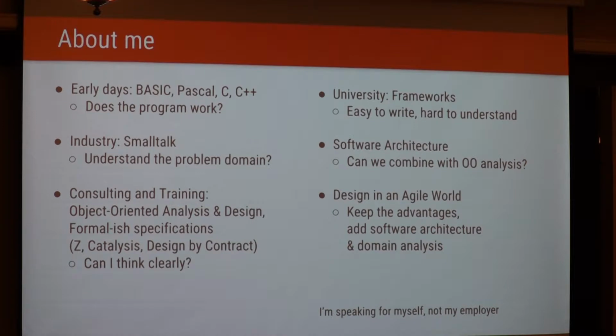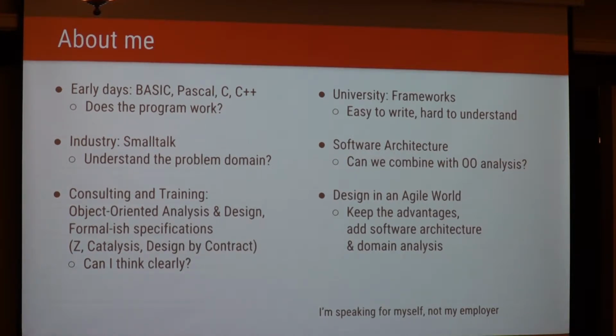Later on, when I went back to university, I studied software frameworks. And if you've used a software framework, you know it's both wonderful and difficult. It's wonderful because with a few lines of code, you can do very large things. It's very difficult because it's complicated to understand what small program you need to write in order to get these big things done.